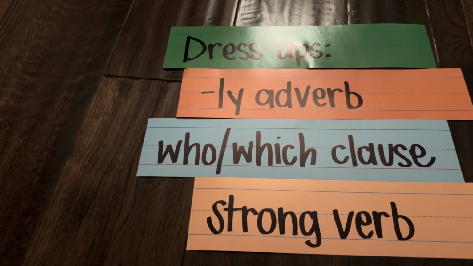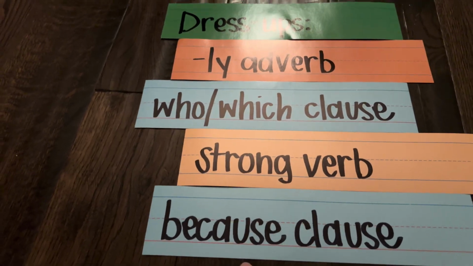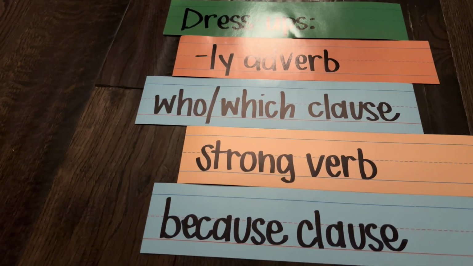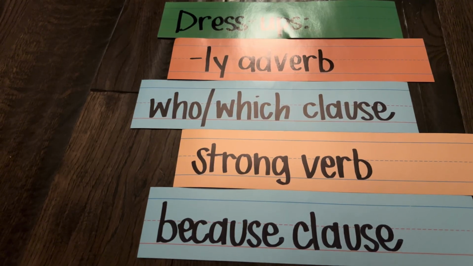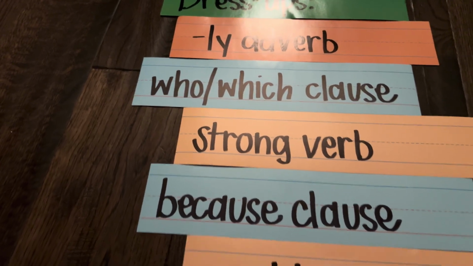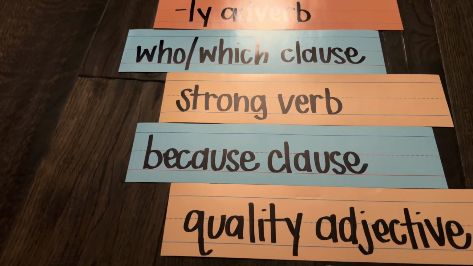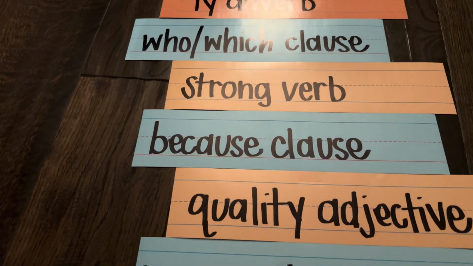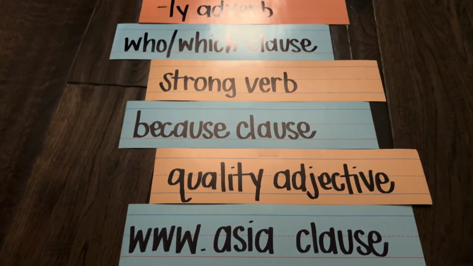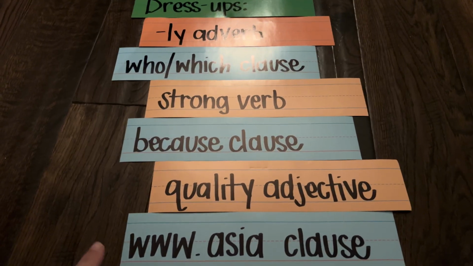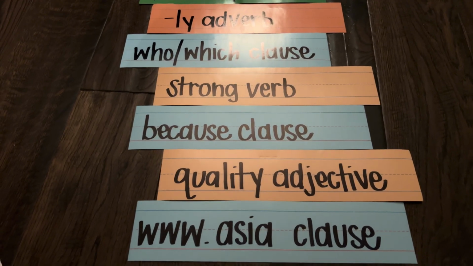Another dress up that we're going to be using are because clauses. And then we're going to have quality adjectives. And the last one, which again, these are in no particular order, is a www.asia clause.